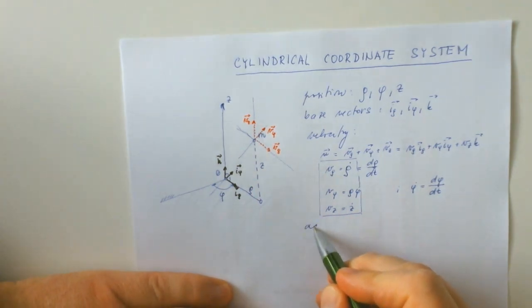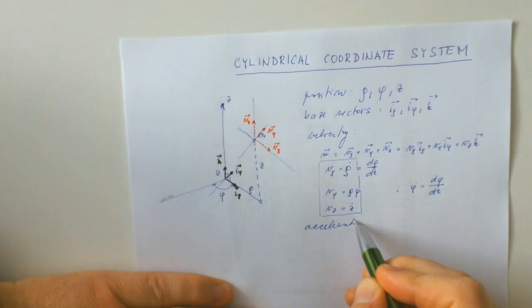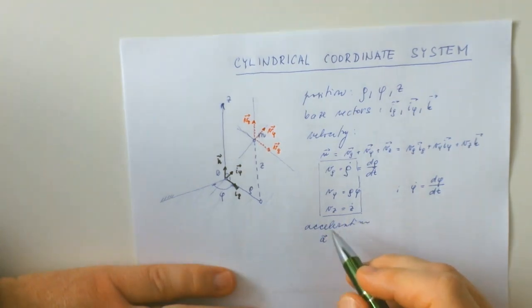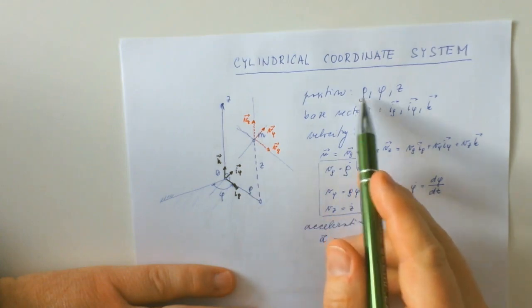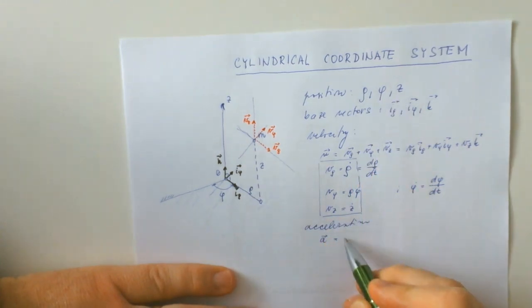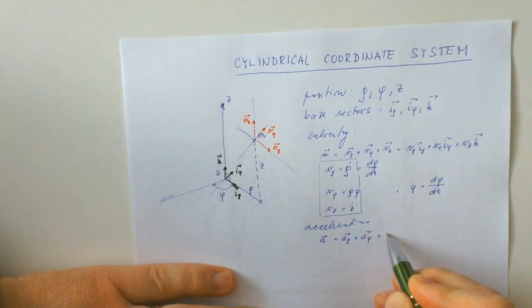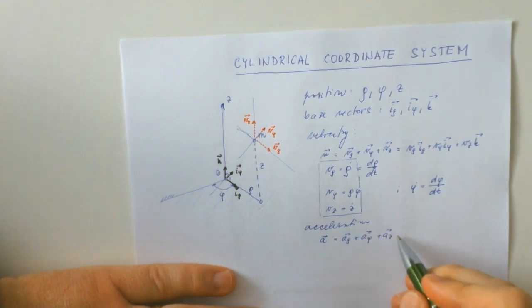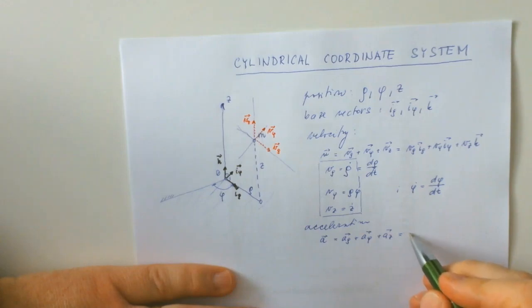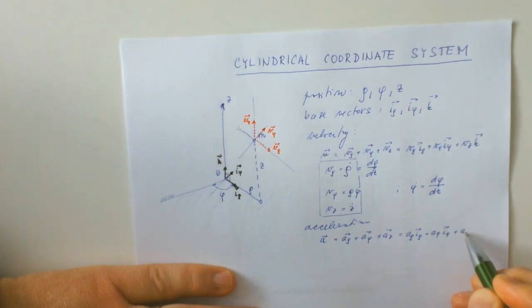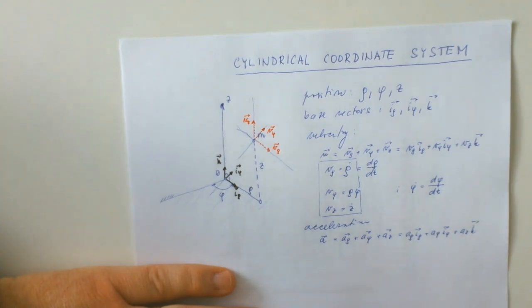What about acceleration? Acceleration also has components in these directions, rho, phi and z. So it is a rho plus a phi plus az. So we can formally rewrite it as a rho by I rho plus a phi by I phi plus az k.